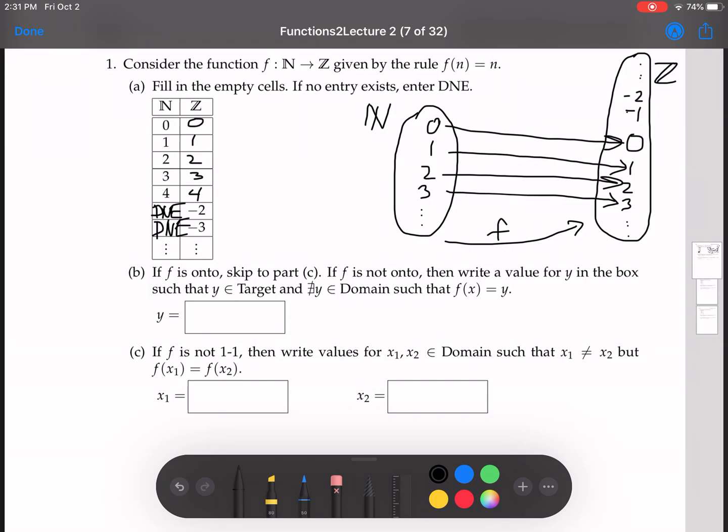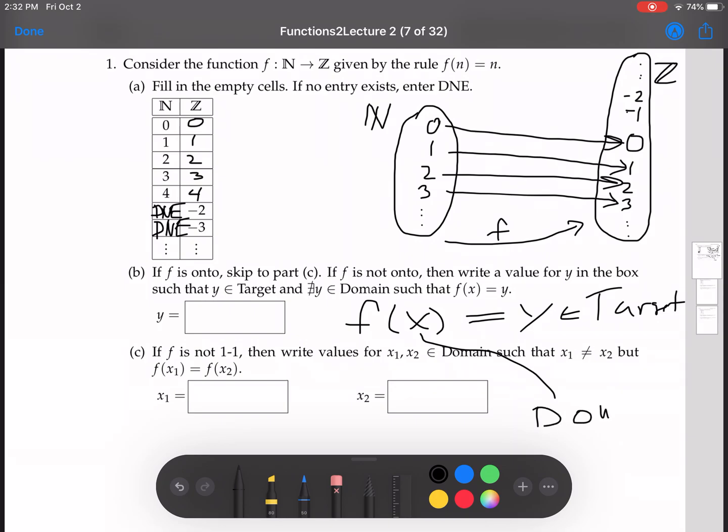Now the idea here is that, remember, f of x equals y. This y is in the target. The x is in the domain. So let me be clear, x is in the domain, but f of x, which is y, is in the target.